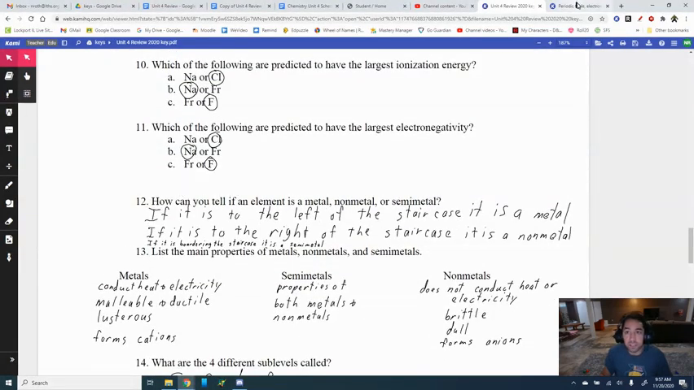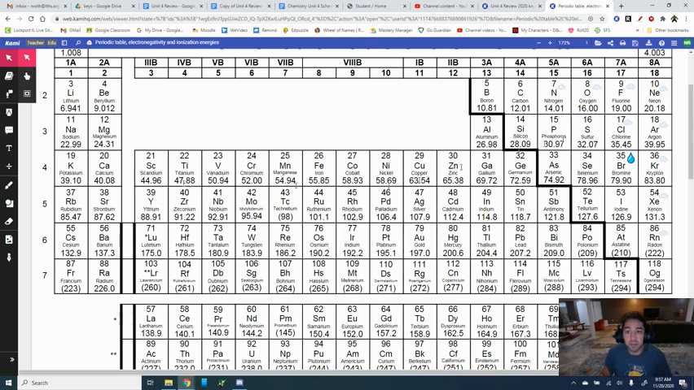So like we said earlier, on the left is metals, on the right is non-metals. We didn't talk about metalloids or semi-metals yet. So anything that is bordering the staircase is a semi-metal in general. There are some exceptions to that, like for example, aluminum. That's definitely a metal, not a semi-metal, even though it is bordering. But in general, if it is bordering the staircase, it is a semi-metal.